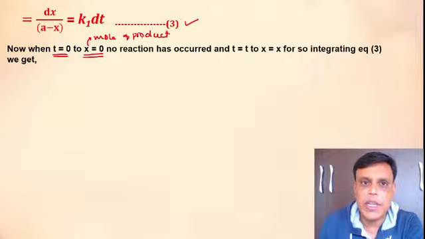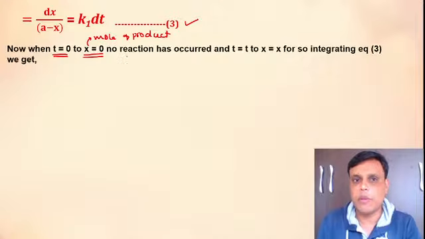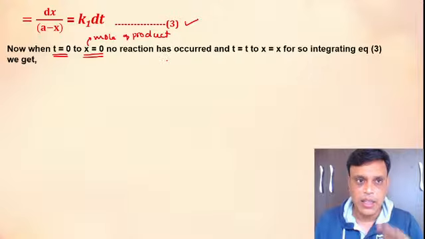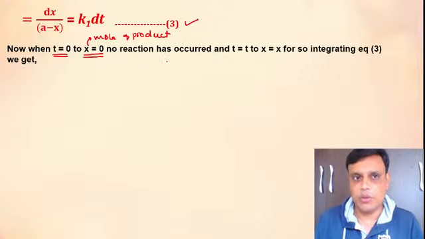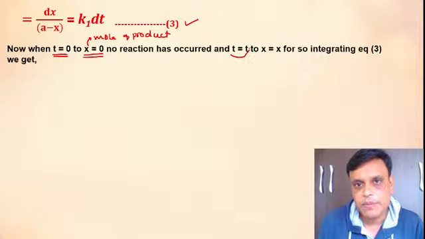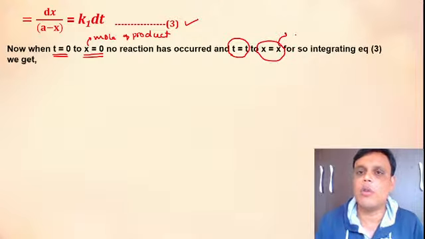And at a time t0 there is no product formed, that means no reaction has occurred because हम लोगों ने reaction अभी start ही नहीं किया है. That is your t0. And at a time t is equal to t, x is equal to x. And what is this x? X is nothing but the moles of product formed.